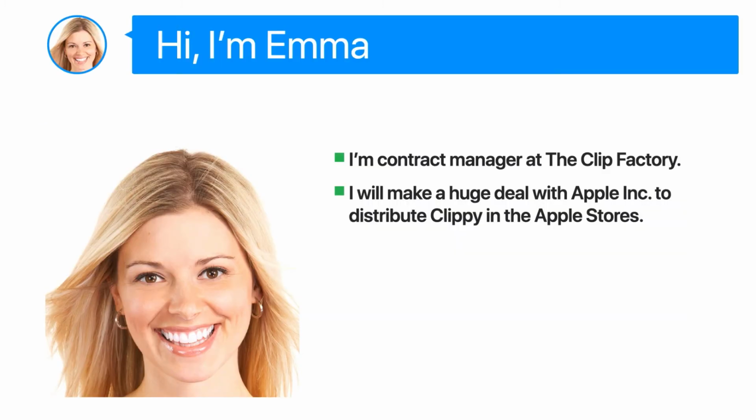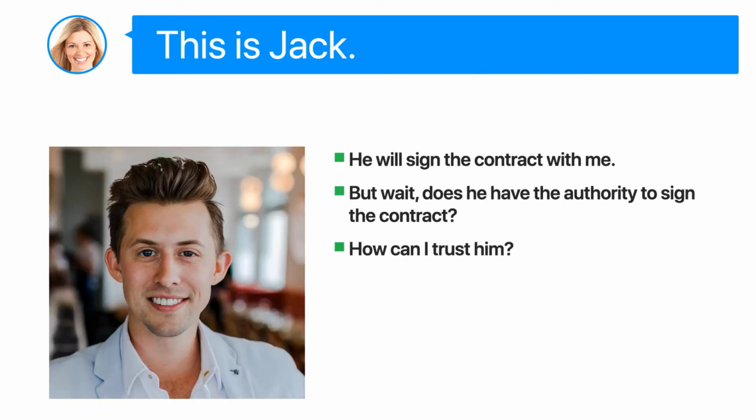Meet Emma. Emma is the colleague of Eric. She is working in the contracting department of the ClipFactory. Clippy will be sold in the Apple stores, and she will arrange the contract with Apple. And this is Jack. Jack will sign a contract with Emma. But wait, does Jack have the authority to sign the contract? How can I trust him?